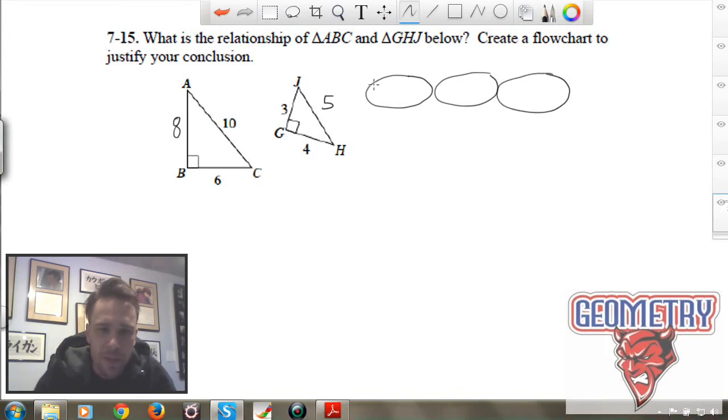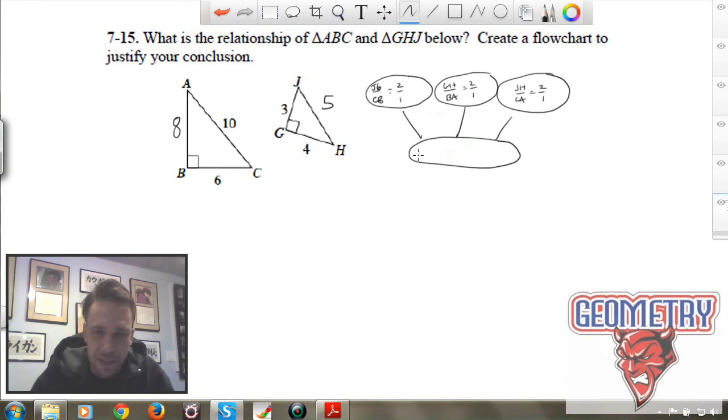So I'm going to say JG is to CB, and that's a ratio of 2 to 1. Then we have GH matches up with BA, which is also a ratio of 2 to 1. And then JH matches up with CA, which is also a ratio of 2 to 1. So we have shown that there are 3 pairs of sides that all match up in the same ratio of 2 to 1. So that is a textbook case of side-side-side similarity.